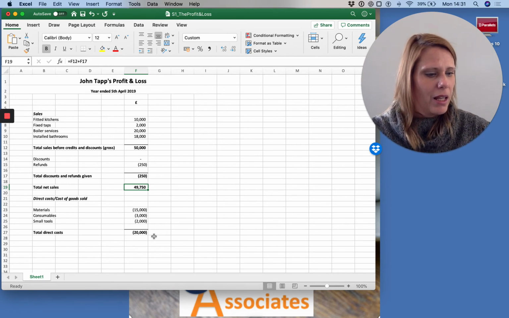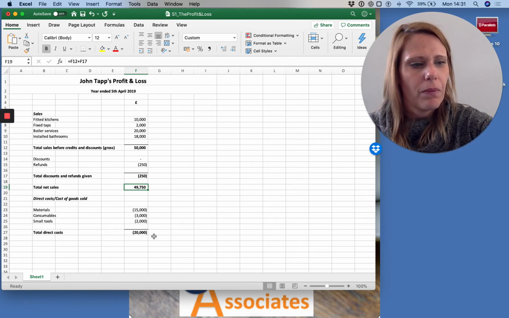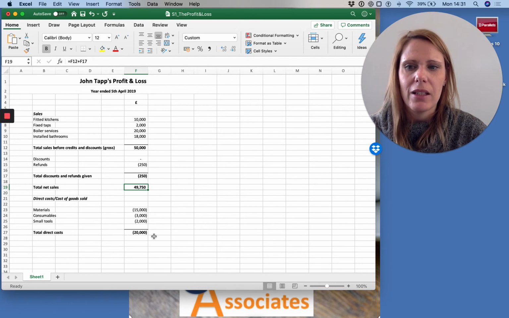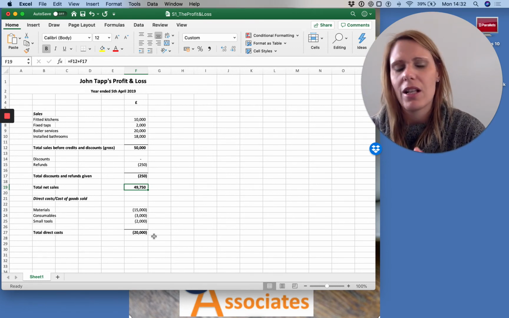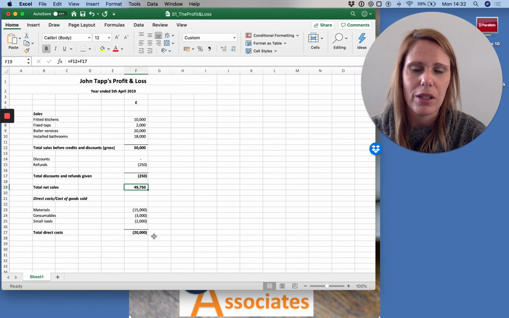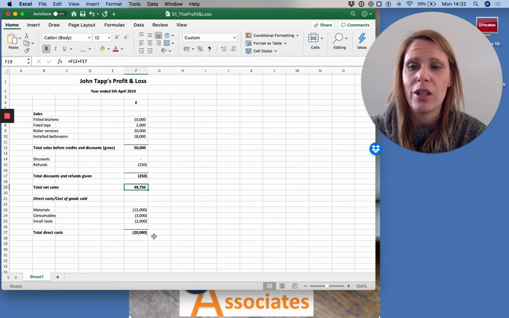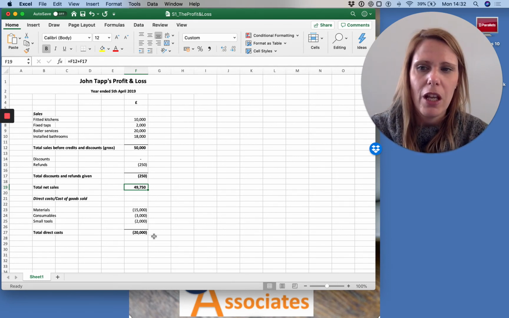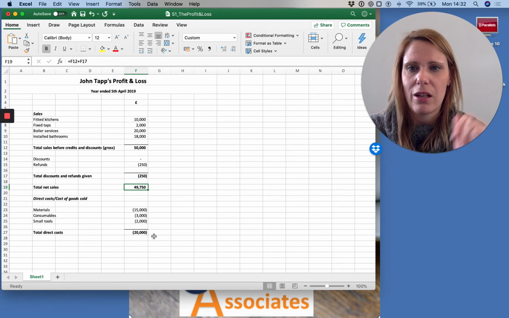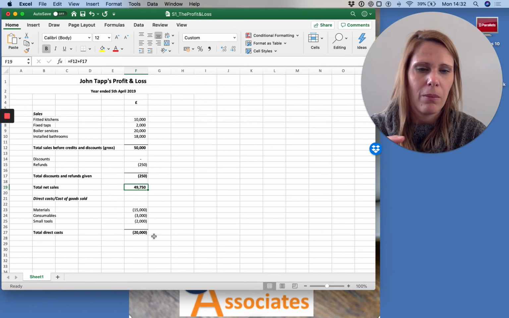Okay, so if you're a product-based business, your cost of goods sold headers might look slightly different, but will follow the same principle. So instead of materials, you would have product. If you were selling shoes, for example, your sales would be your sales out to your customers where they're buying your shoes, and your product would say shoes.